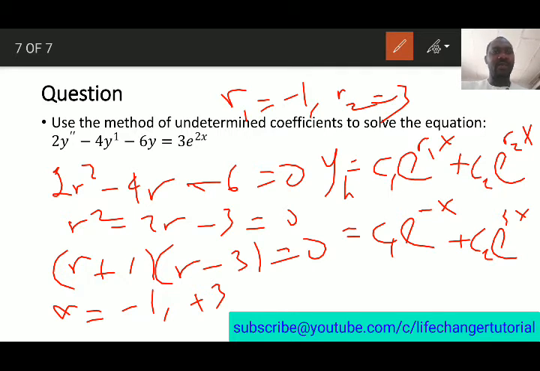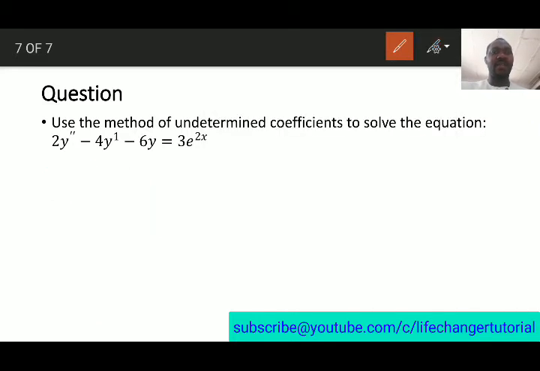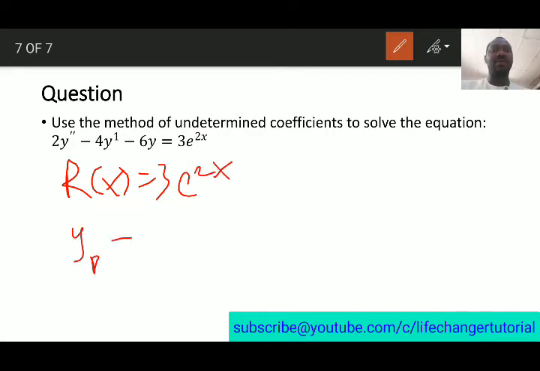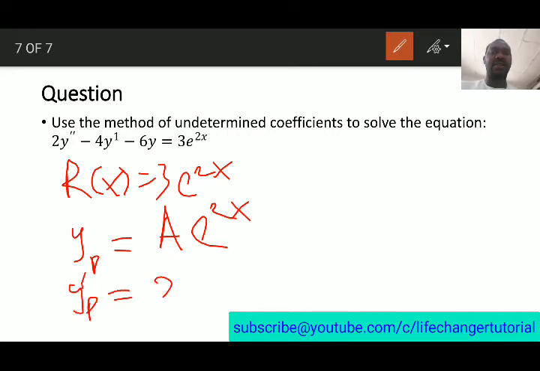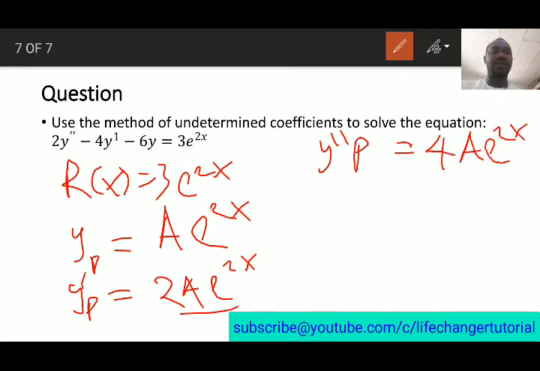Now that leads us to find a particular solution. So how do we do that? Since my r of x here is equal to 3 exponential 2x, it means that my particular solution yp is going to be a exponential 2x, where a is a constant. With yp we can find y prime p by differentiating, which gives us 2a exponential 2x. Then we find y prime prime p by differentiating again, and we get 4a exponential 2x. So it's time to substitute it into this very equation.